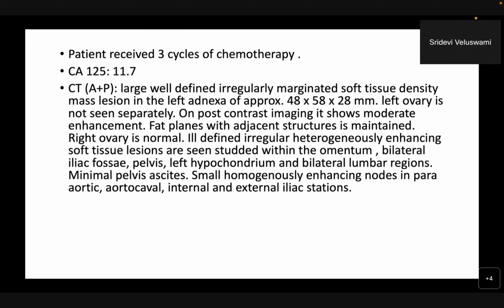We follow her up every 3 monthly for the first 2 years, then 6 monthly for the first 5 years, and after 5 years, annual follow-up. On the follow-up, we would do a CA-125, and symptomatically oriented investigations, such as a sonography of the abdomen and other investigations.